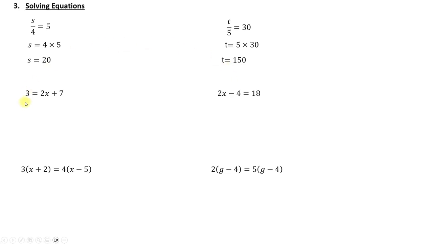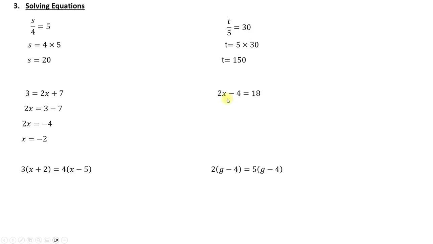In this situation, we want to isolate the x term on one side and have all the numbers on the other side. 2x equals 3 minus 7. So what we've done is we've taken this 2x, we've left it here, and we've taken this 7 and brought it over the other side. So 2x equals 3 minus 7 gives us 2x equals negative 4. If 2 times x equals negative 4, then x equals negative 4 divided by 2, which is negative 2.